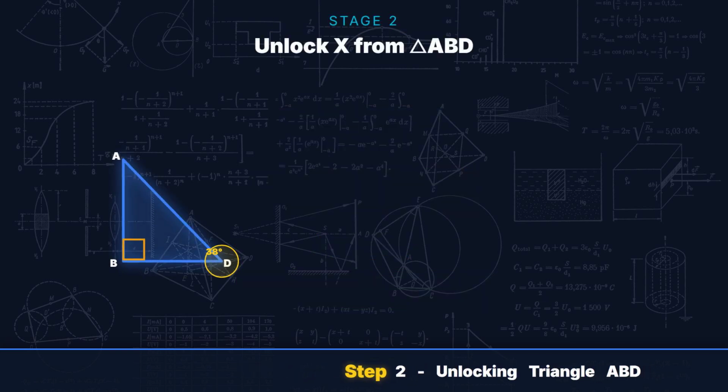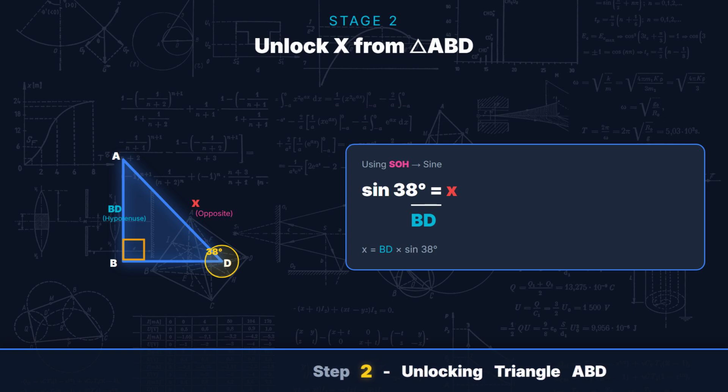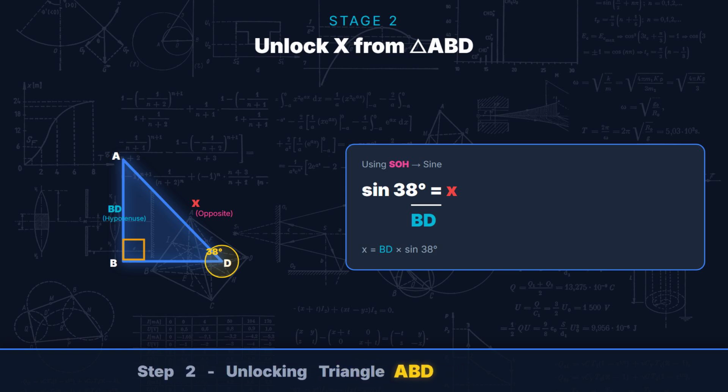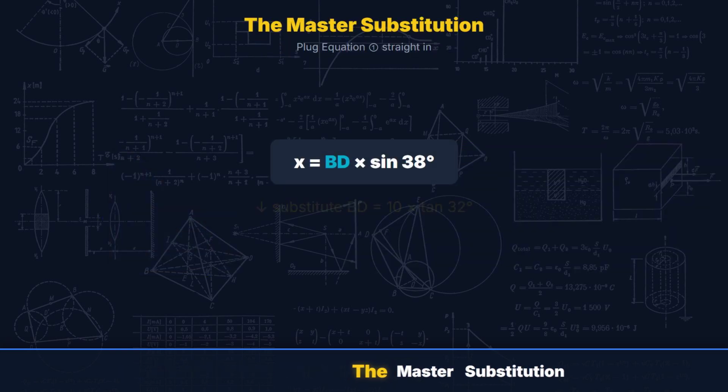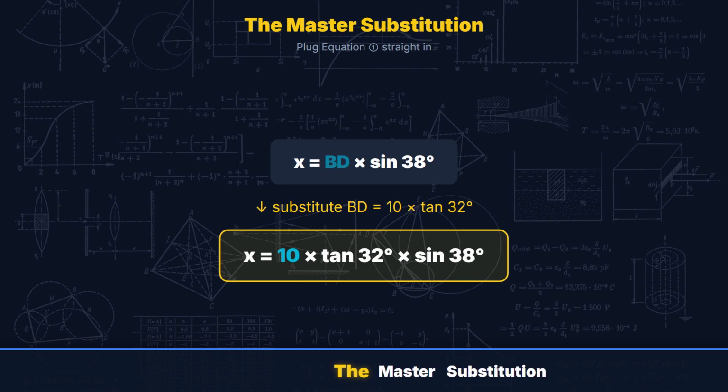Now for stage 2. Find x from triangle ABD, using the value of BD we just found from equation 1. Relative to our 38-degree angle, x is the opposite side and BD is the hypotenuse. That means we use sine. Therefore, x equals BD multiplied by sine 38 degrees.